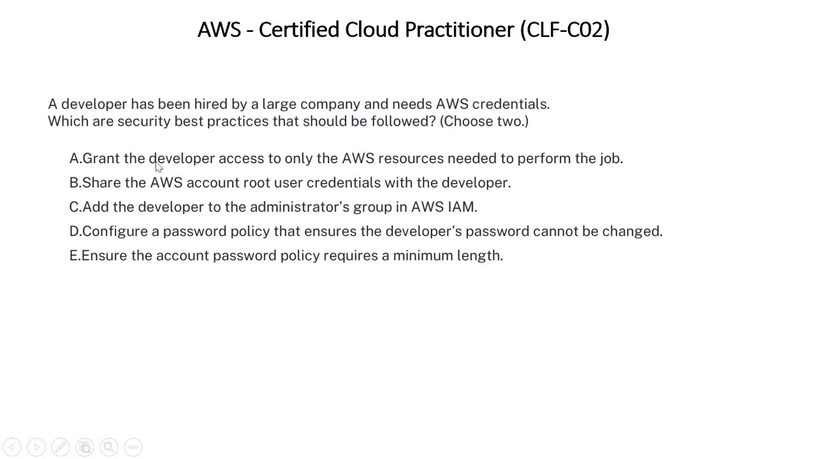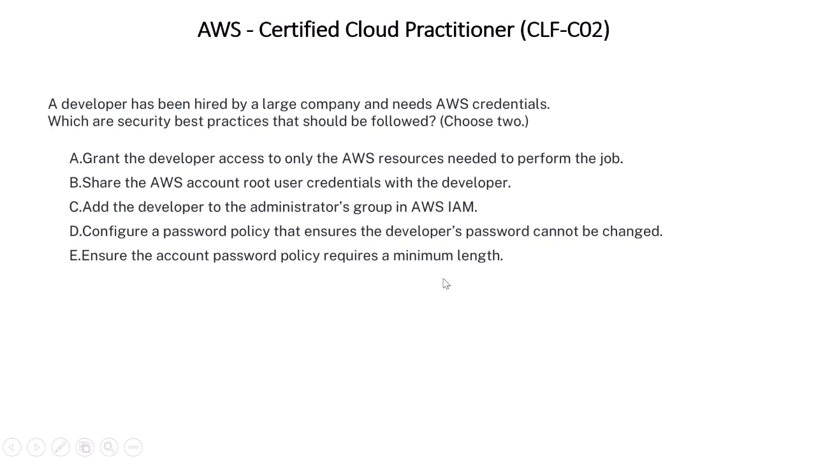Option A, grant the developer access to only the AWS resources needed to perform the job. Option B, share the AWS account root user credentials with the developer. Option C, add the developer to the administrators group in AWS IAM. Option D, configure a password policy that ensures the developer's password cannot be changed. Option E, ensure the account password policy requires a minimum length.